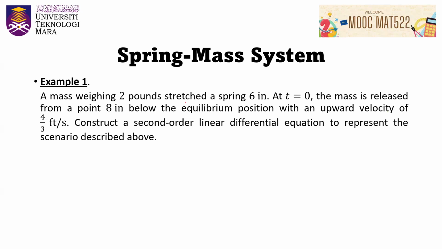So here, the first information that we have is the weight, 2. Therefore, W equals mg, which means 2 equals m multiplied by 32. Because the unit of measurement is pounds, the associated gravitational constant g will be 32. This gives us the mass m equals 2/32, simplified to 1/16.